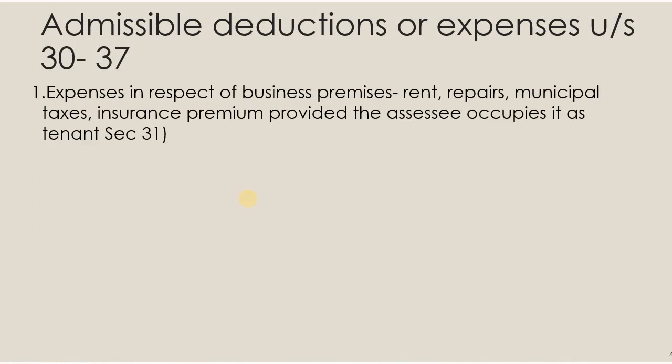First one, expenses in respect of business premises. If the business itself has any staff quarters or business premises, then any expense related to that is treated as admissible expense. What are those expenses? It can be rent related to the business premise, or repairs, or municipal taxes, or insurance premium. Provided one condition is there: the assessee occupies it as a tenant. The assessee should be the tenant, or his employee should be there in the house. Then only you can claim or deduct such expenses. Otherwise, the business cannot deduct those expenses.